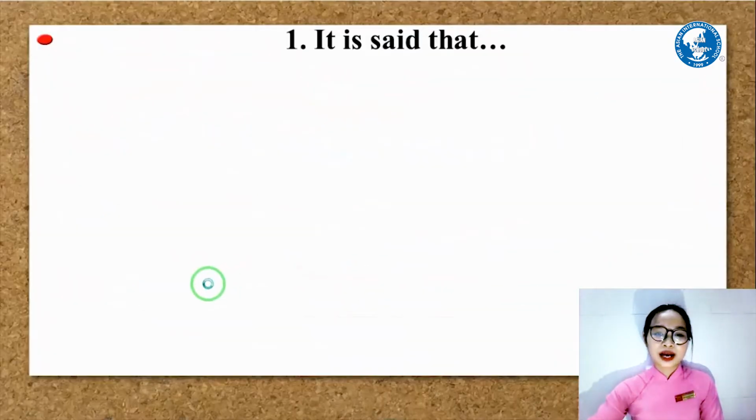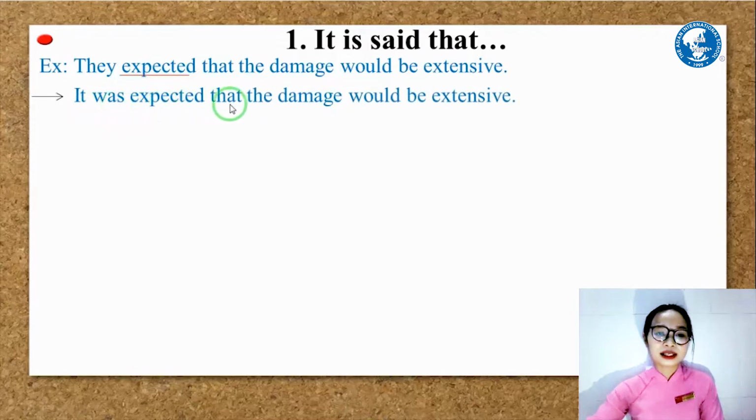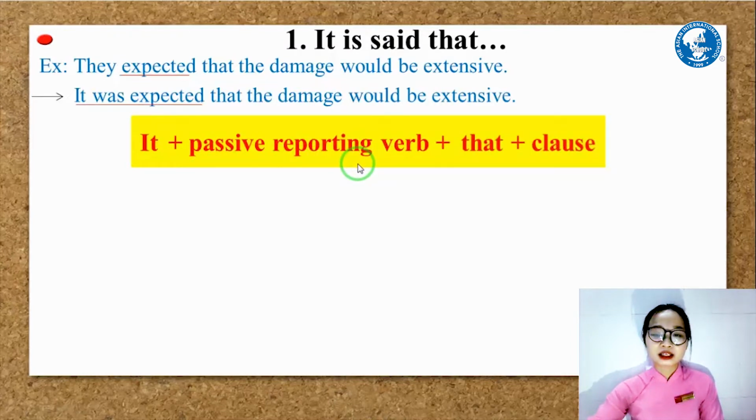Now we come to the first pattern. It is said that. Example, they expected that the damage would be expensive. So the reporting verb is expect. So we change into passive voice. It was expected that the damage would be expensive. So we have the structure. It goes with passive reporting verb and that clause.